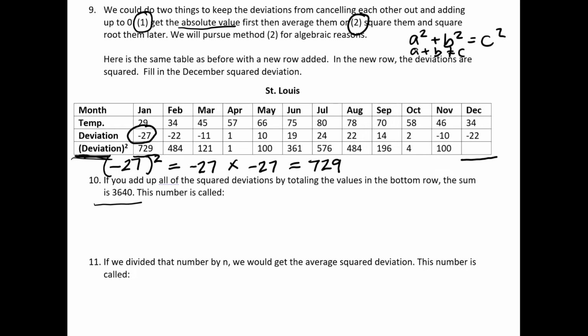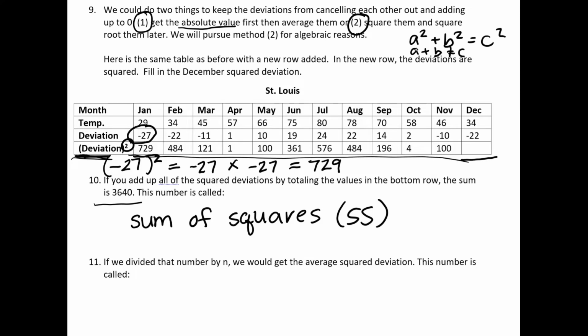Okay. Now, this number has its own special little name. It is called the sum of squares, or you'll often see it abbreviated as SS. So why is it called the sum of squares? Well, because we squared all the deviations and then we sum them up. We add them all up. It is the sum of squares. Okay, so that's where that term comes from.